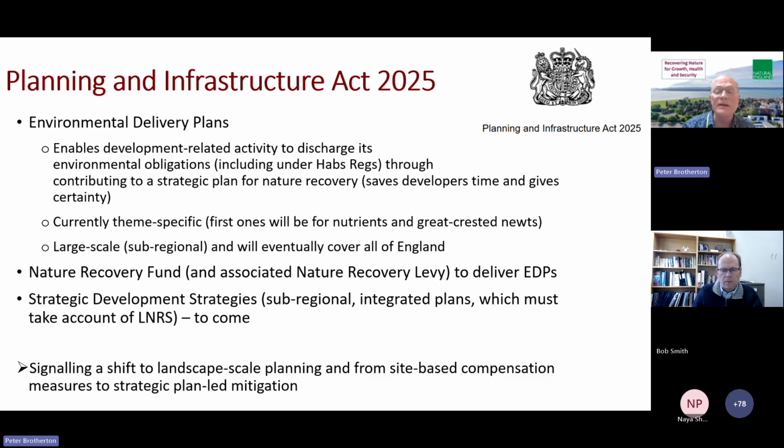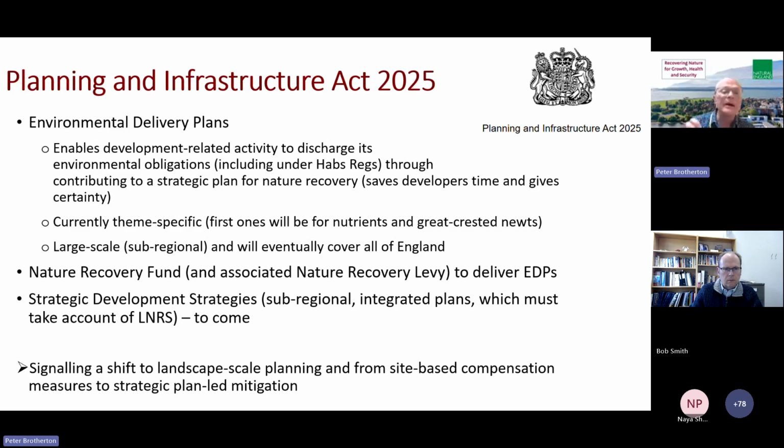They're large scale, they're sub-regional, but the plan is that they will cover all of England. We're starting off with theme specific ones. That's what the provisions in the Act allow for at the moment. But I know we're already beginning to think of how we will do multi-factor ones. At the moment, you can still do multiple things in one place, but it would be about layering requirements from different EDPs on top of each other.